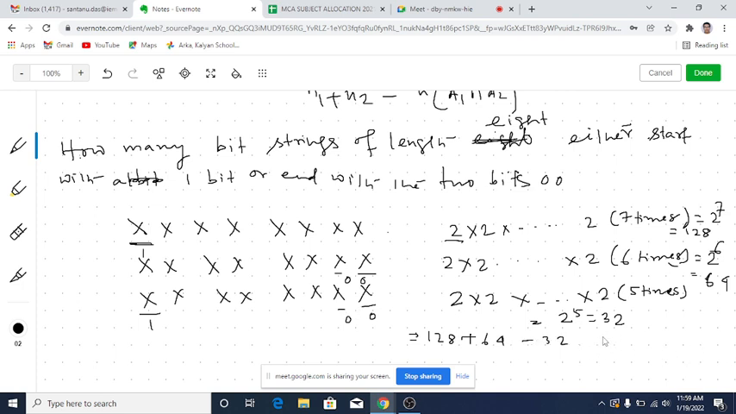Is that clear or not? Yes, sir. So the total will be 160. So this is the example of the inclusion exclusion principle.